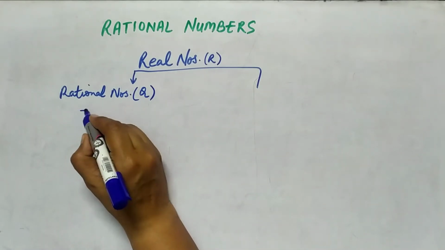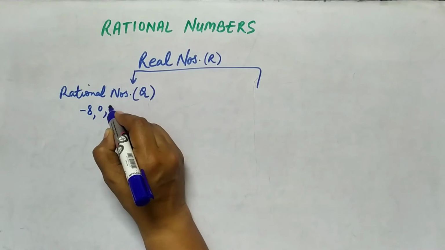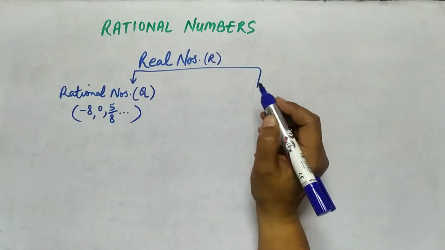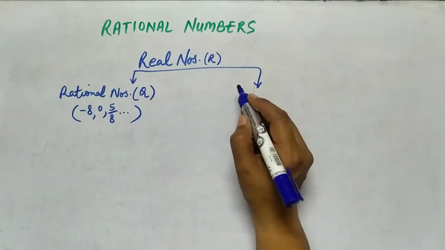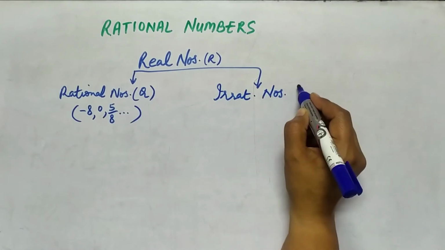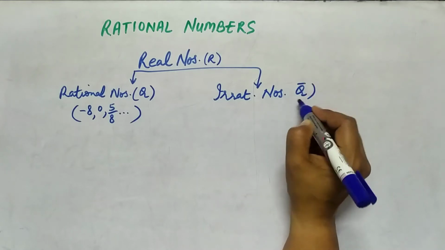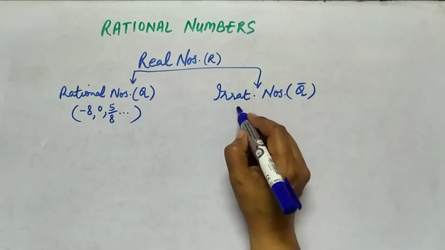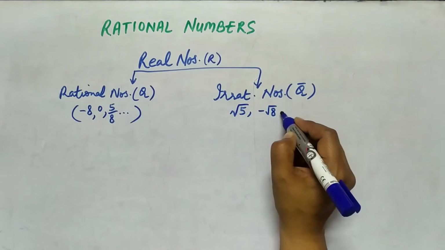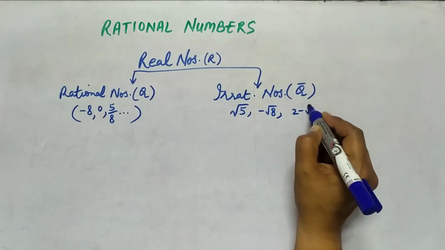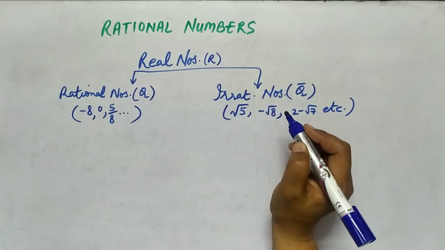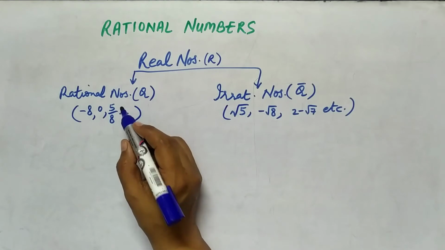For example, -8, 0 and the fractions, etc. These are all rational numbers. Whereas the other category of real numbers is irrational numbers. Irrational numbers are represented by Q bar. And their examples are under root 5, minus under root 8, 2 minus root 7, etc. The square root terms come under irrational numbers. Our topic is rational numbers.